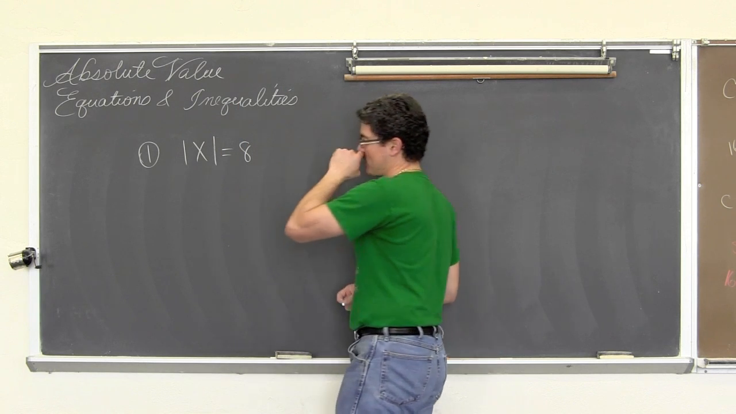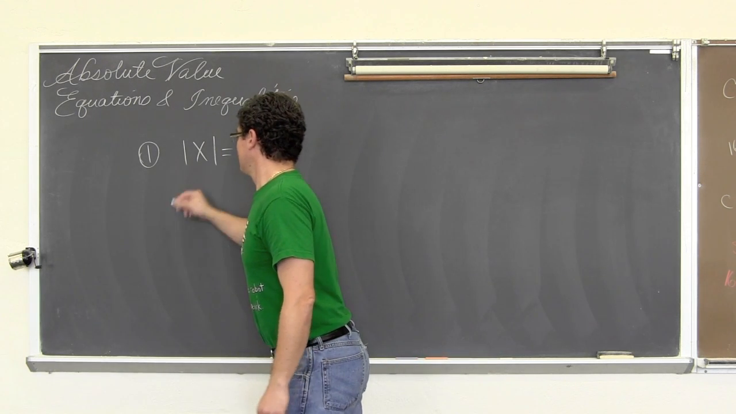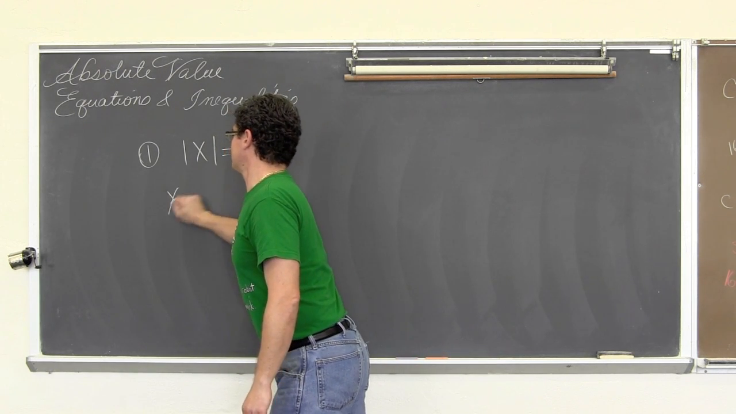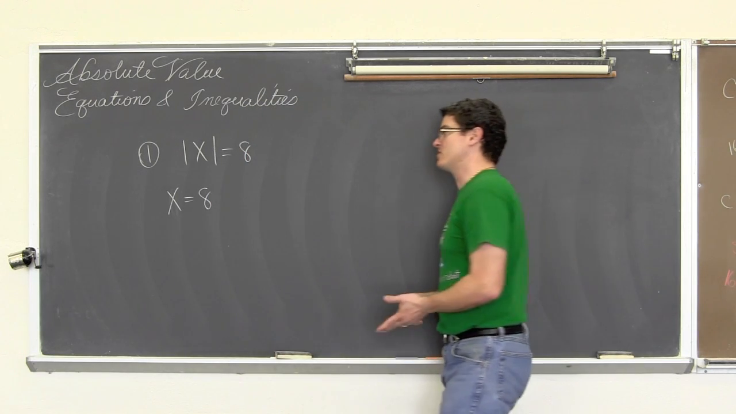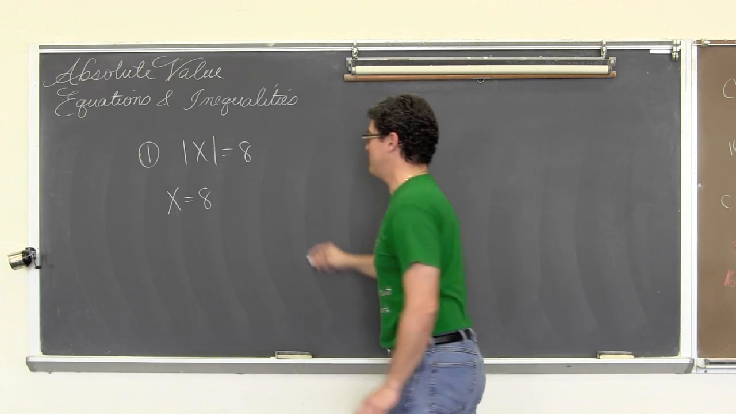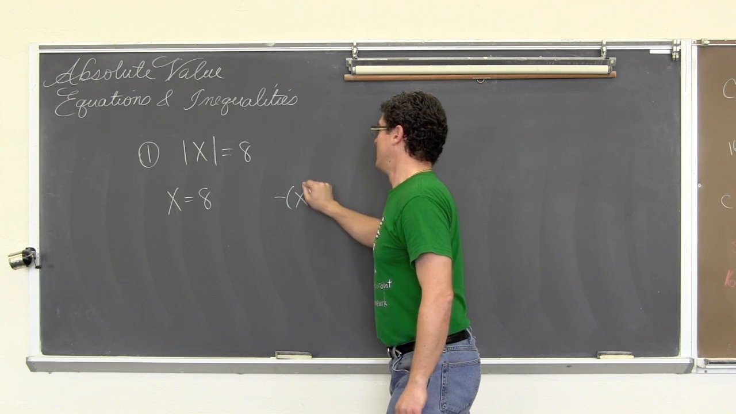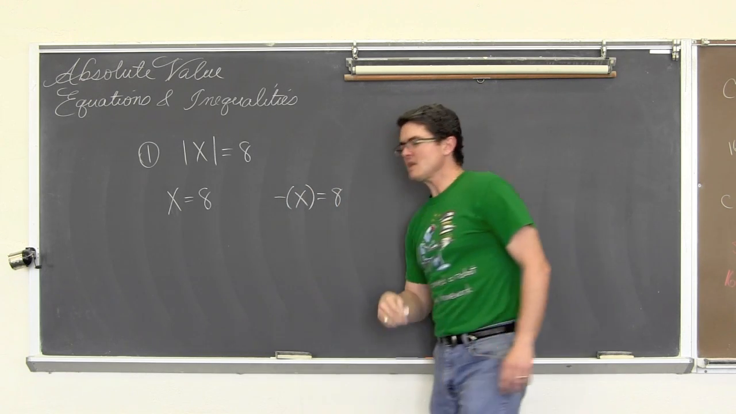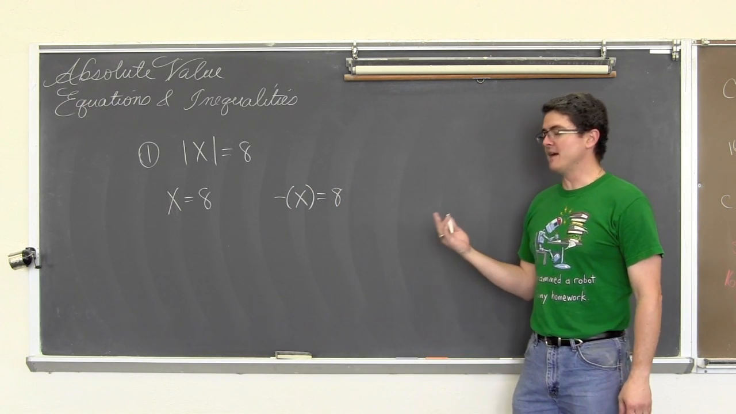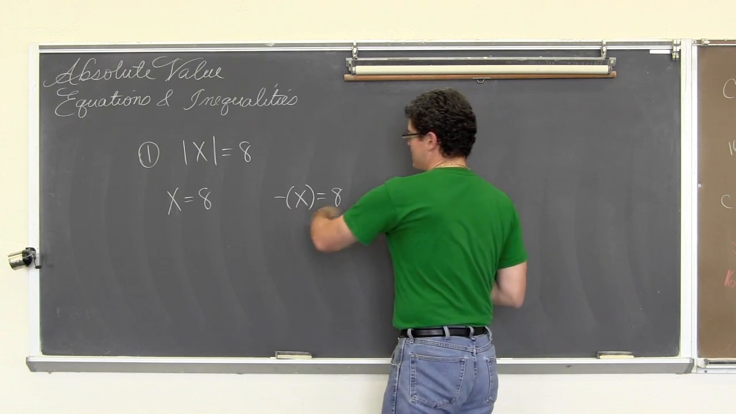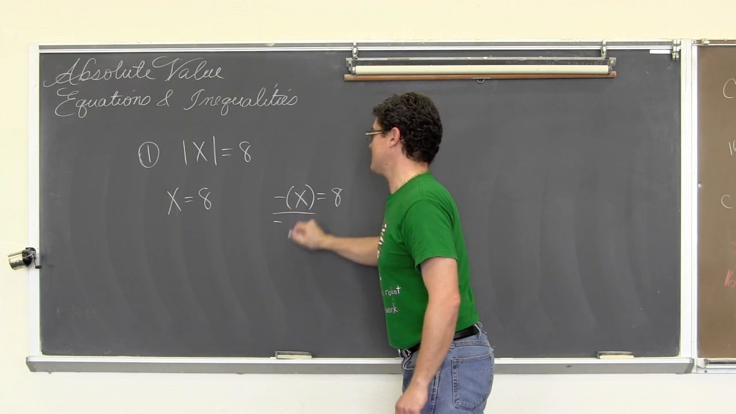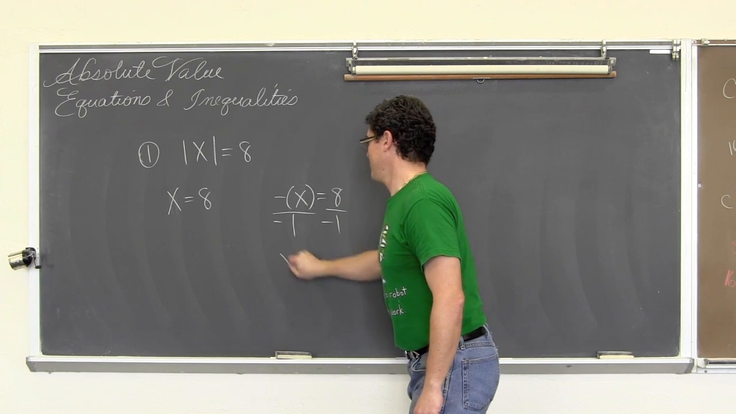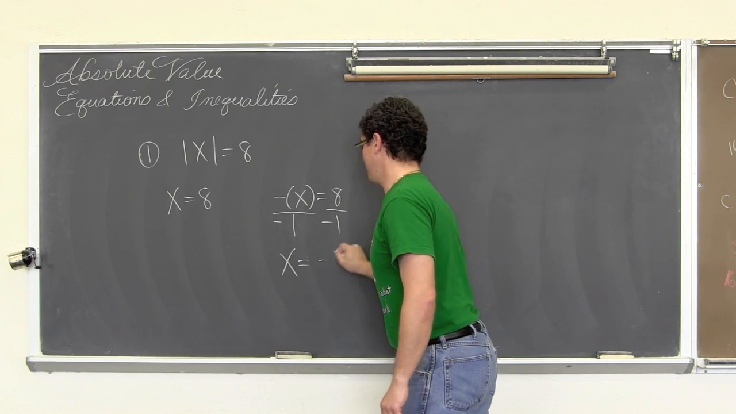So absolute value of x equals 8. Well, we're just going to write x is equal to 8. Write the equation without the absolute value function, and then replace the absolute value function with a set of negative parentheses. So we have x equals 8, and negative x equals 8. We're going to need to divide both sides by negative 1, and we get x is equal to negative 8.